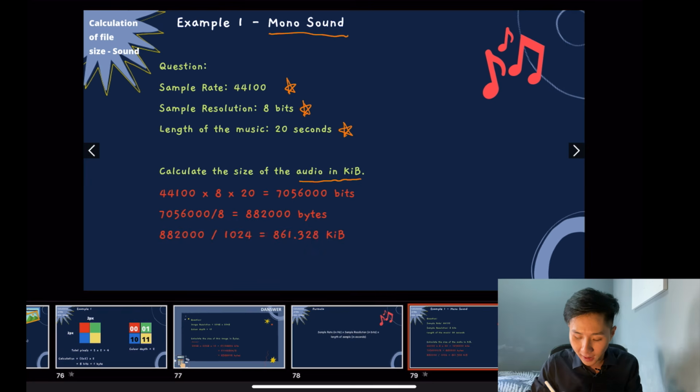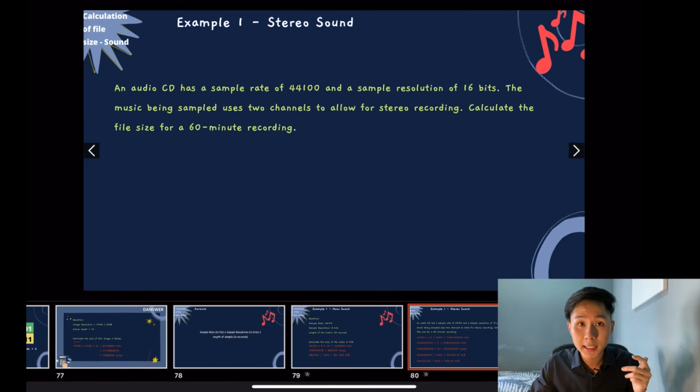So this is how we got the final answer. It's 861 kibibyte. So that's for mono sound. Another question that they might ask is that they will say, here we have a stereo sound. So let's read the question.